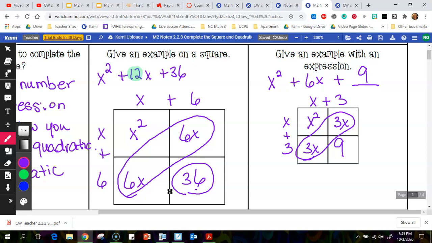Sometimes what we'll have is something like, on one side of the equation, x squared plus 10x. And then on the other side of the equation, we've got something else. We need to complete the square, the perfect square trinomial on this side, to be able to solve the equation, to be able to get rid of the x squared. And so that's what this part of this lesson is about.